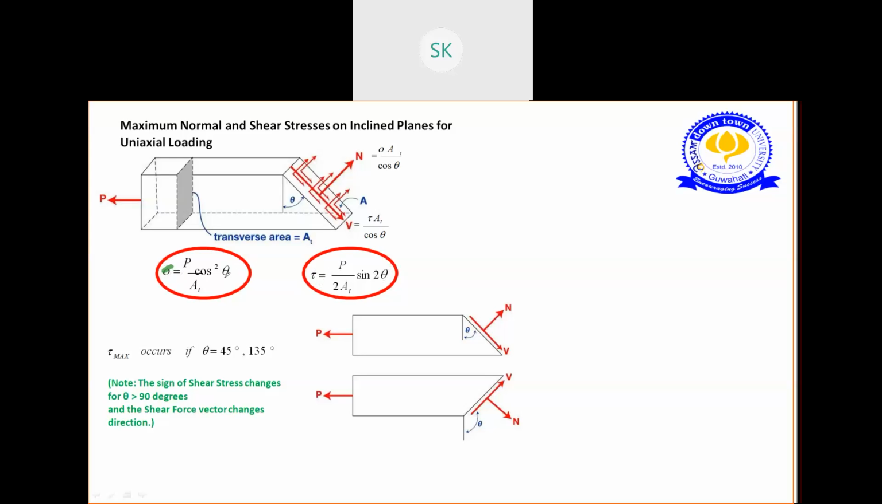So when this angle becomes maximum, whenever this cos theta gives maximum, this will be maximum. So for cos, we know the cos function. How is the curve for the cos function?